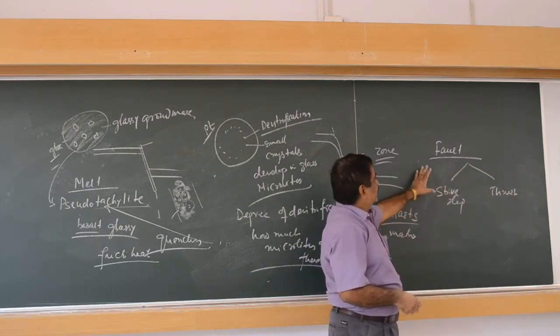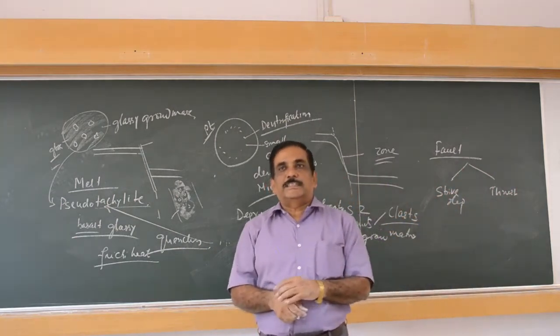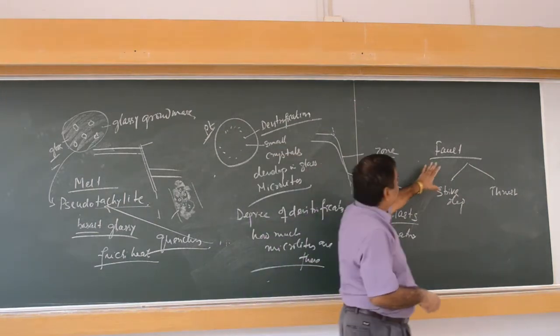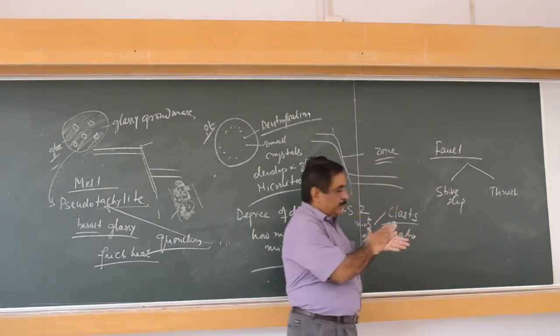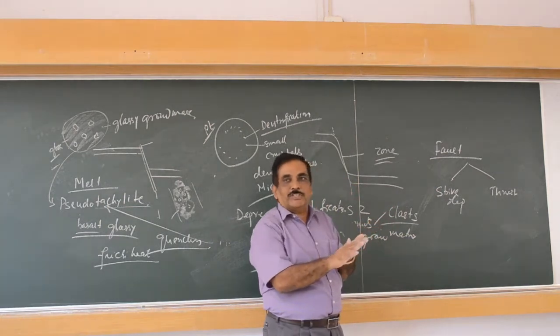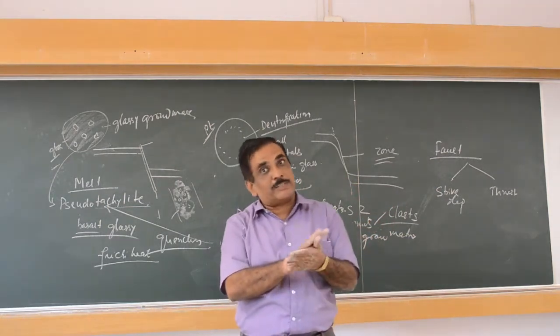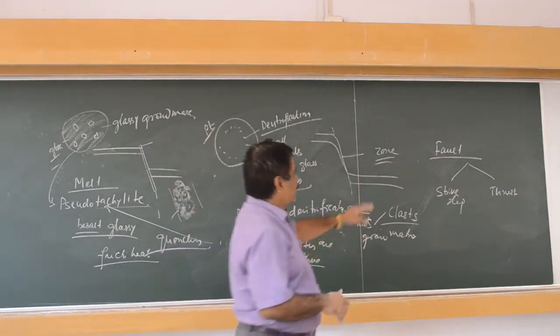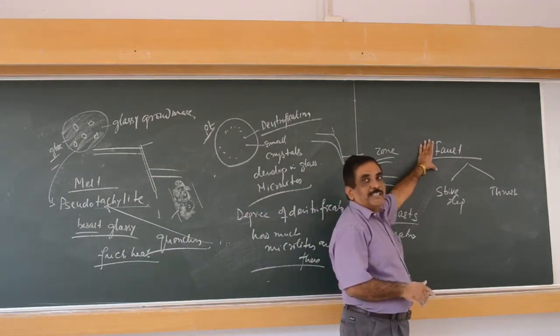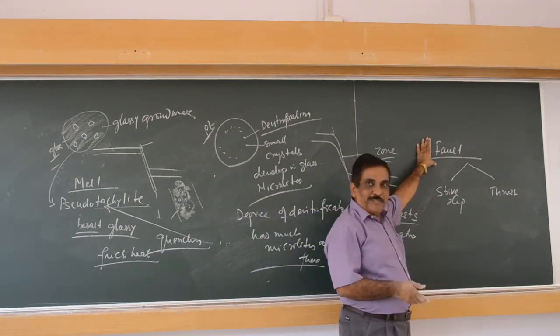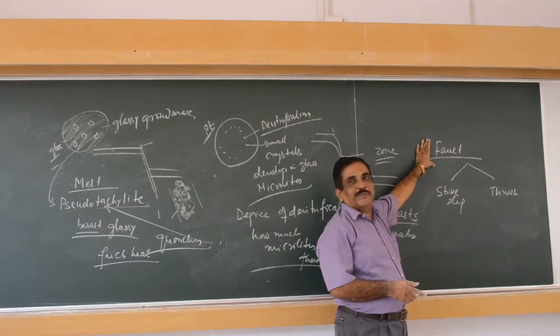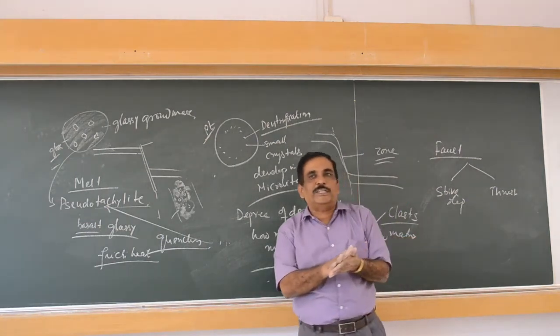Now, the same thing you can also think: a fault can move very slowly, and a fault can also move very fast. Just like pseudotachylites are produced because of fast movement, similarly with earthquakes. A fault creates an earthquake, but if the movement is not very fast, it will not create an earthquake. Very slow movement will not create an earthquake.